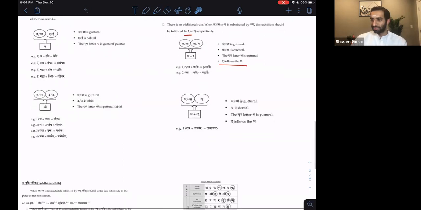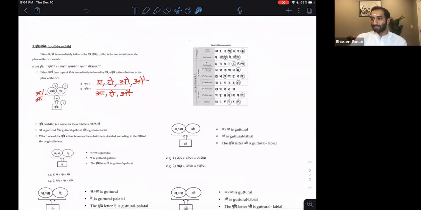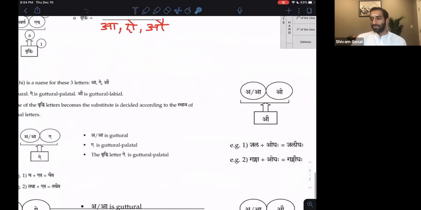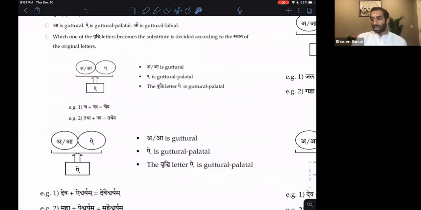Okay, cool. Let's look at vriddhi quickly. When I have a or a, and that's immediately followed by h. H is a, I, o, ow. Then vriddhi is the substitute in place of the two. Vriddhi is these three letters, a, I, and ow. So when I'm avarna plus a, I get I. A feather goes in its cap. This is the vriddhi sandhi.